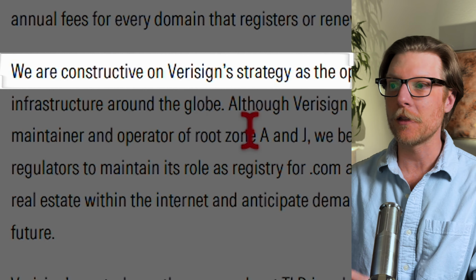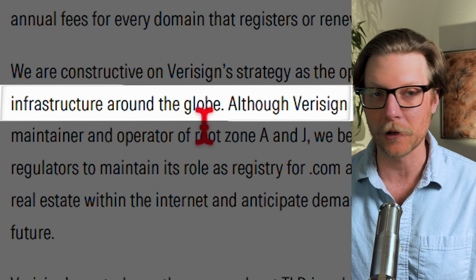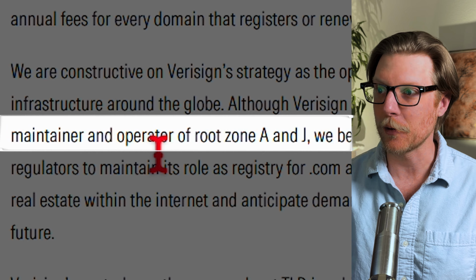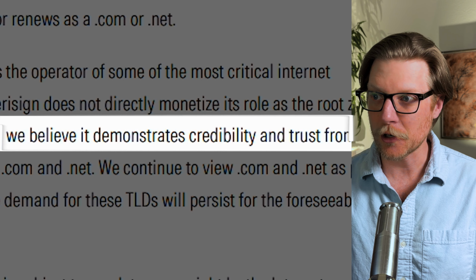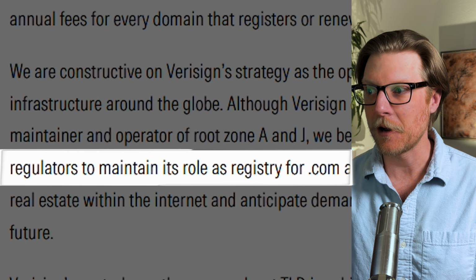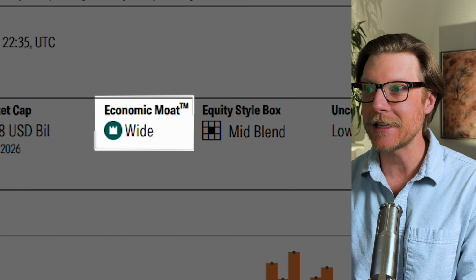So this company is huge. We are constructive on the Verisign strategy as the operator of some of the most critical internet infrastructure around the globe. Although Verisign does not directly monetize its role as the root zone maintainer and operator, we believe it demonstrates credibility and trust from the regulators to maintain its role as registry for .com and .net. So this company has a wide economic moat because these are the two most common domain names. And it adds a lot of credibility to your website to have a .com or a .net at the end of it. And Morningstar determines that yes, this company has a wide moat.